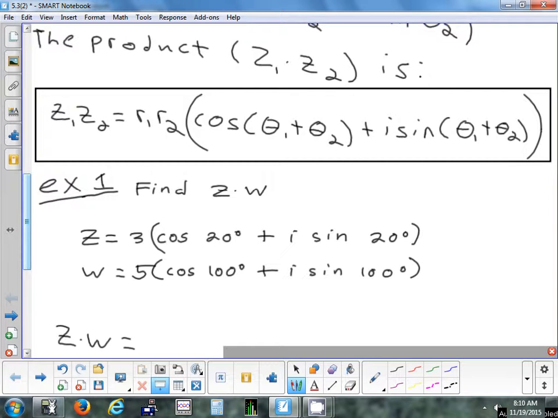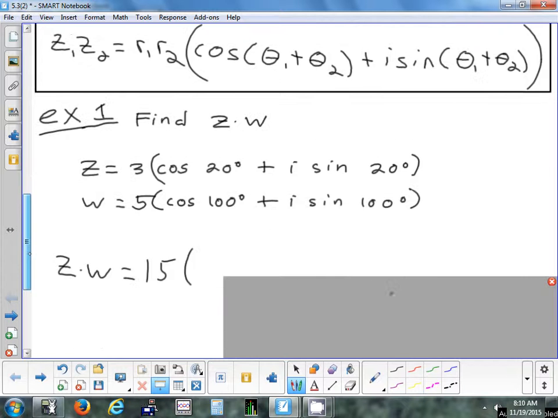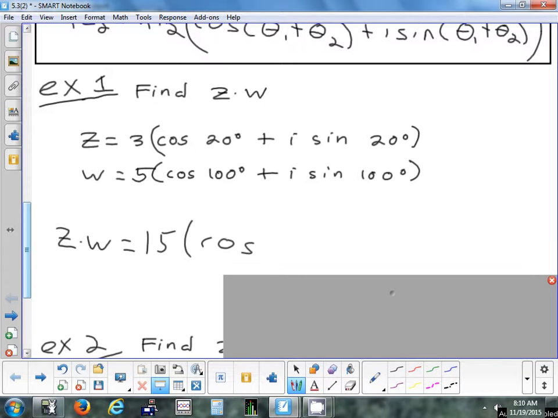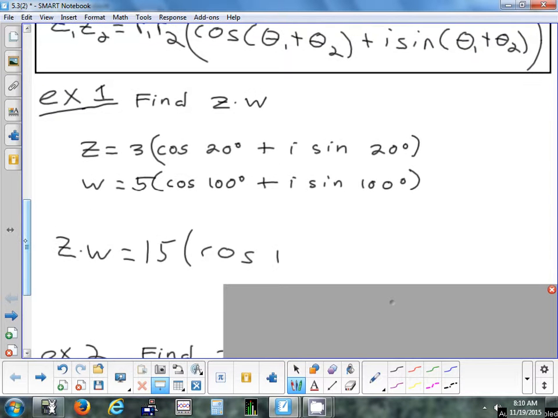So first thing I do, look at my two radii. And what do I do with my two radii? Multiply them together. So what's my radius going to be here? 15. So that's the radius. You don't need to use the Pythagorean theorem. You're not going to use inverse tangent. Again, that all goes away. So 15. And then we've got cosine. What's my angle going to be? 120. 120. You're done. That's the whole problem.